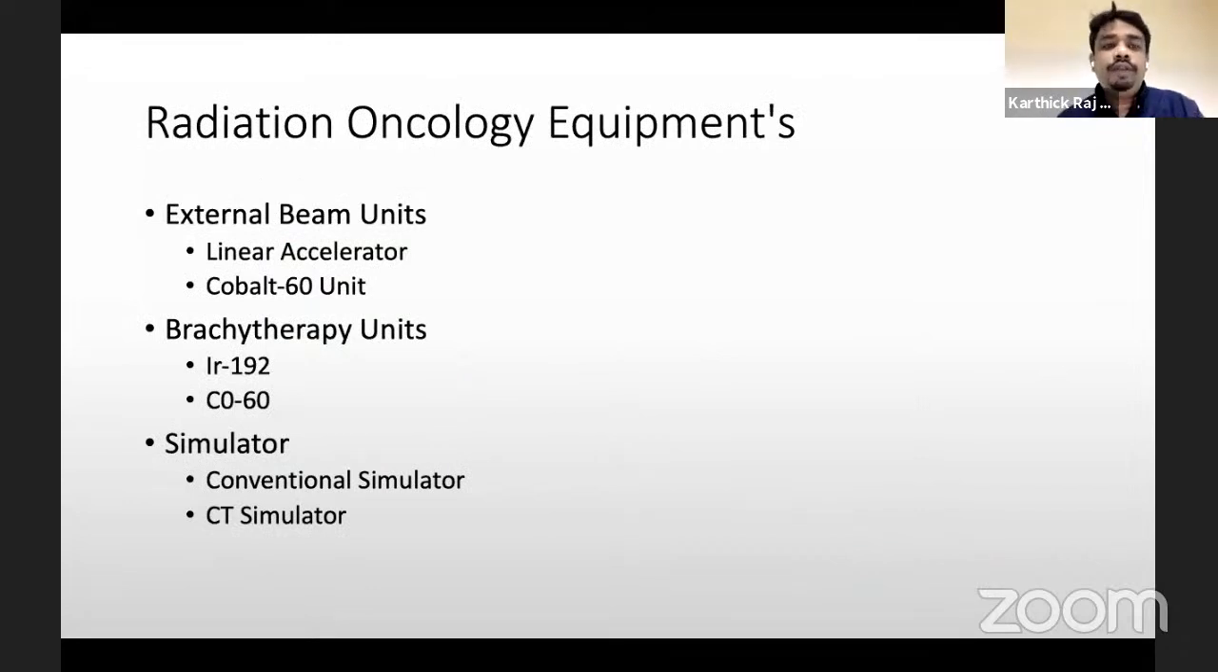Normally, when we talk about a radiation oncology department, we talk about the equipment: in external beam radiotherapy, linear accelerators, cobalt units, proton beams, which are very high-end equipment. And brachytherapy units, where we have both iridium and cobalt sources, and simulators. One important concept: you are all young radiation oncologists, and sometimes you are going to lead a department.